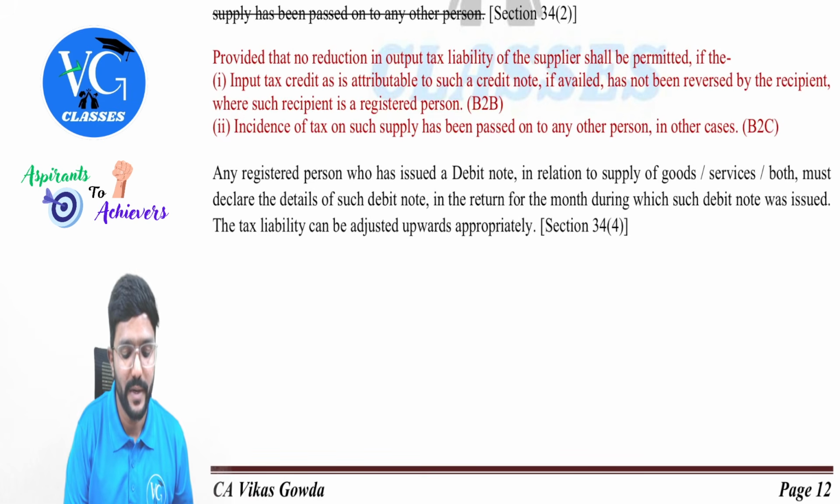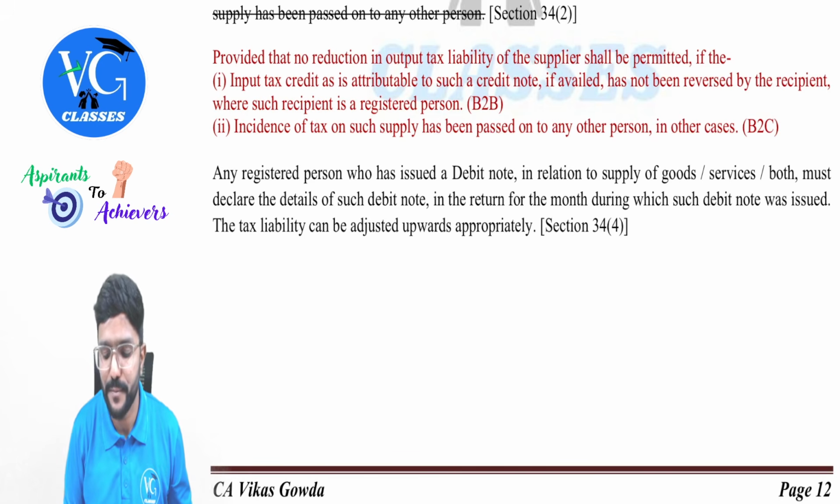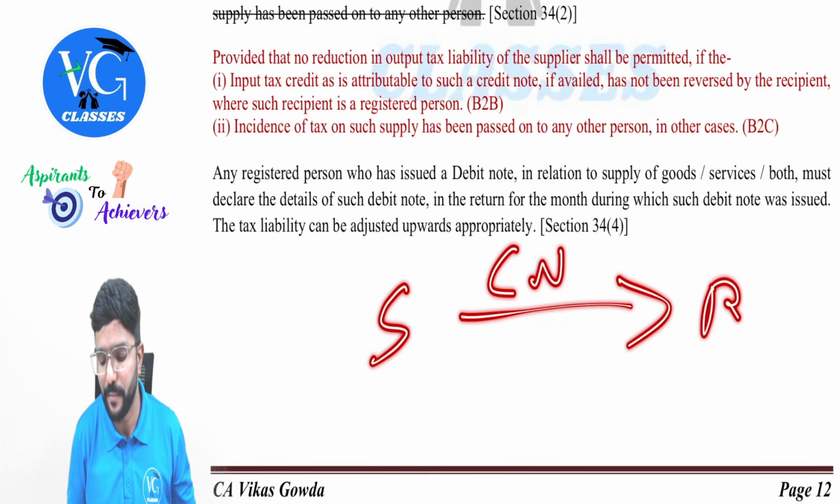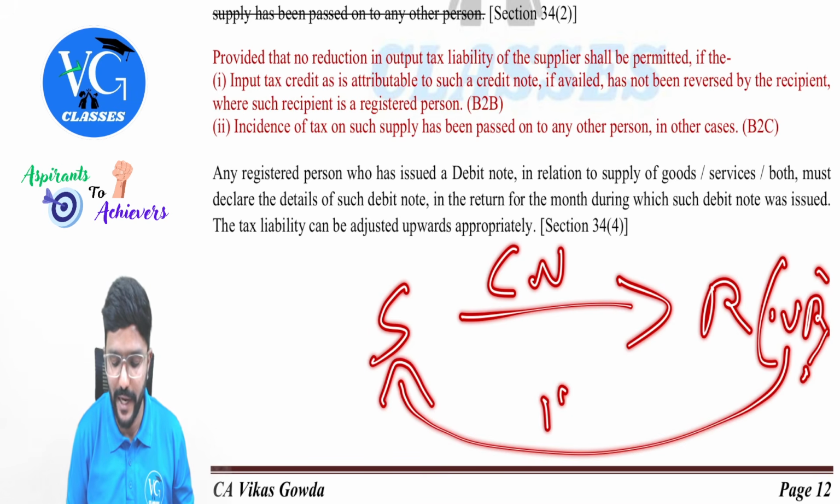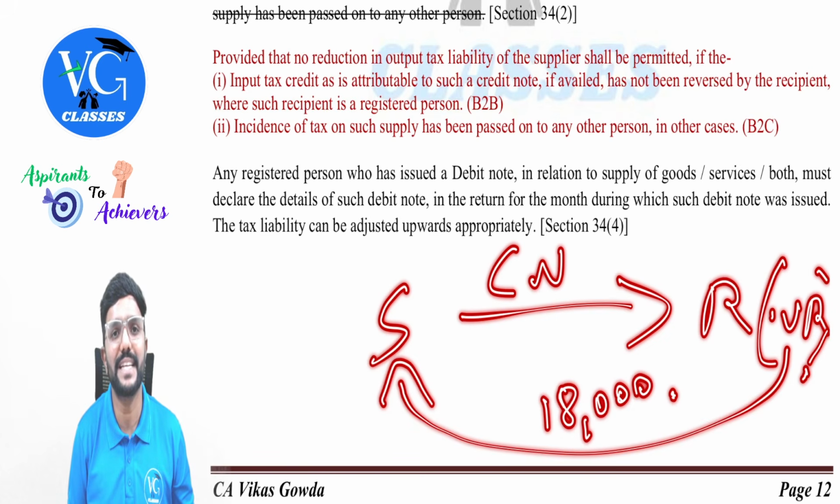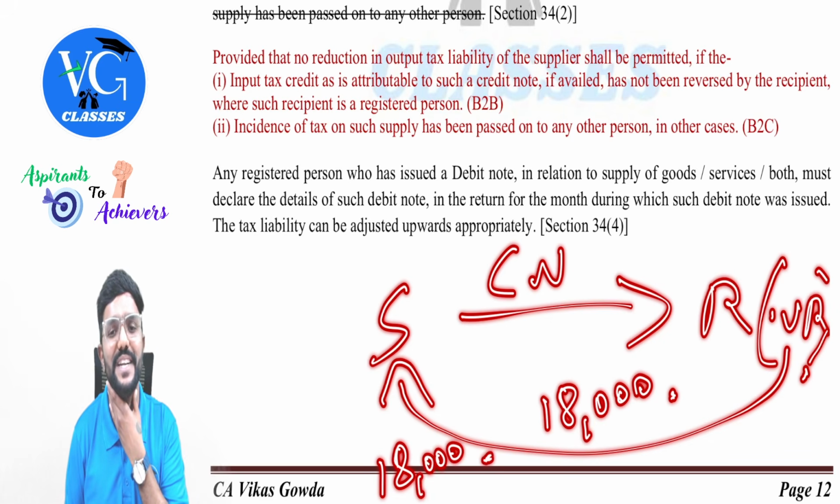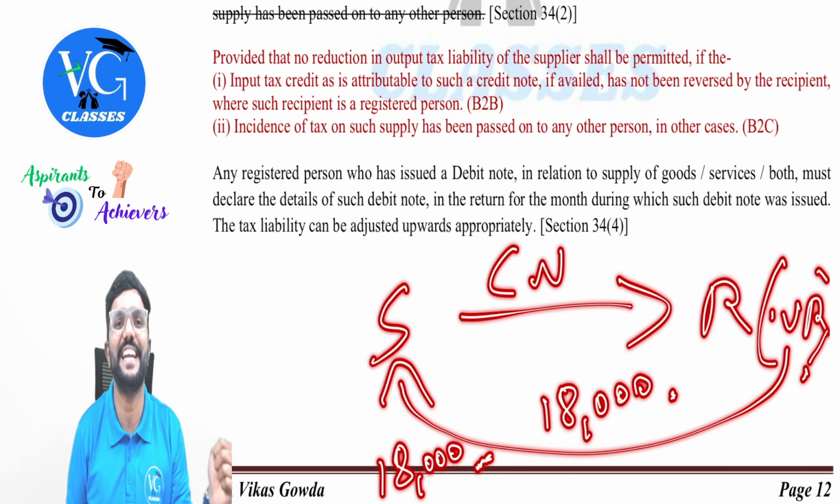Next. Second one. Incidence of tax on such supply has been passed on to any other person in other cases. In other cases means when the recipient is not registered. Now assume the supplier has issued a credit note to the recipient, but the recipient is unregistered. In that case, if the supplier has collected the full 18,000 GST from the recipient, what is the output tax liability of the supplier, guys? 18,000. Sir, the supplier has issued a credit note to the recipient. It's okay, doesn't matter. If he has collected the full 18,000 from the recipient, the output tax liability of the supplier will remain as 18,000.